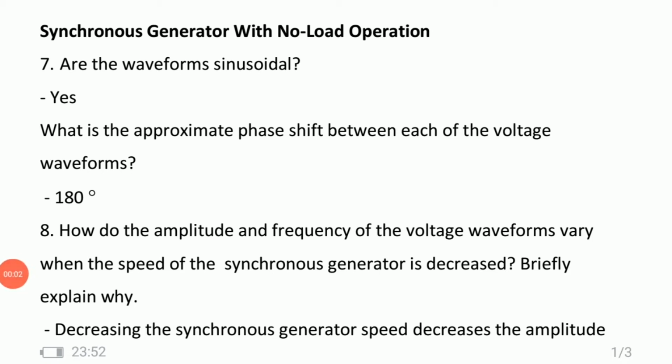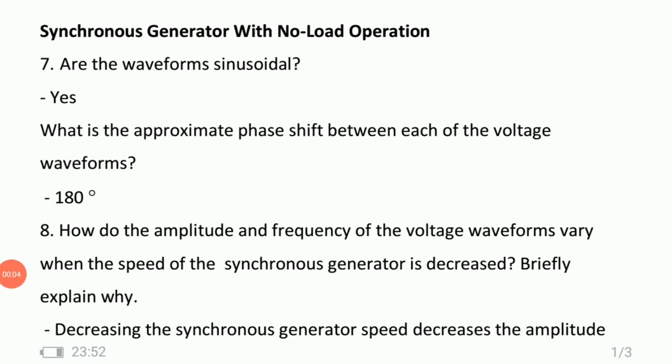How do the amplitude and frequency of the voltage waveform vary when the speed of the synchronous generator is decreased? Briefly explain why. The answer is, decreasing the synchronous generator speed decreases the amplitude and frequency of the sine wave voltage.